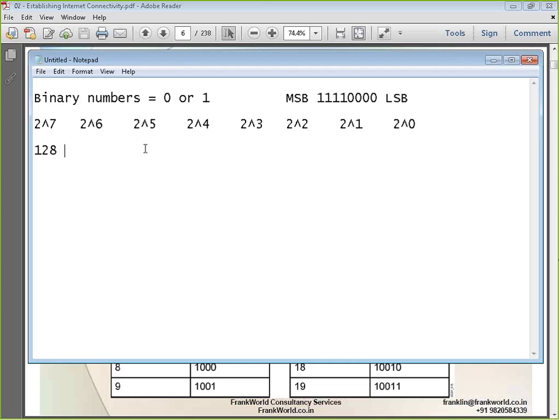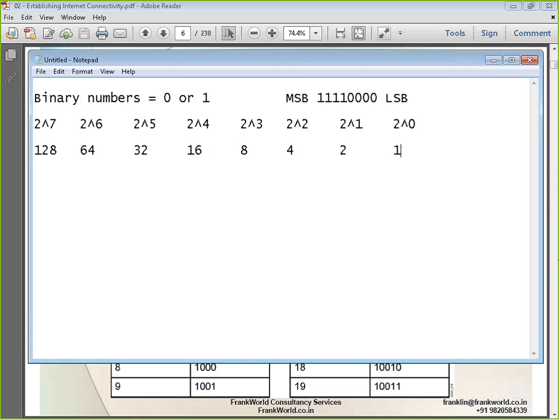Do you get that? Then let's talk about 2 raised to 6. 2 raised to 6 is nothing but 64. 2 raised to 5 would be 32. 2 raised to 4 would be 16. 2 raised to 3 would be 8. 2 raised to 2 would be 4. 2 raised to 1 would be 2, and 2 raised to 0 would be 1.